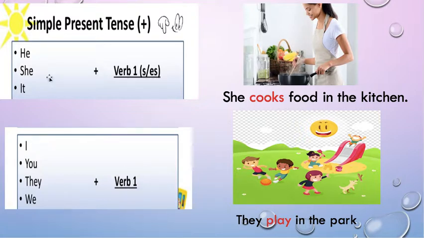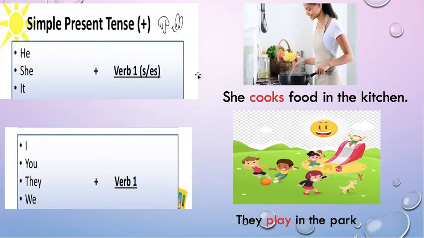Okay, students, so always remember, when he, she and it is coming as a subject in the simple present tense, then to the base form of the verb we will add s or es. And when I, you, they and we are coming as a subject in the simple present tense sentence, then we will not add anything. We will keep the base verb as the main verb in the sentence.